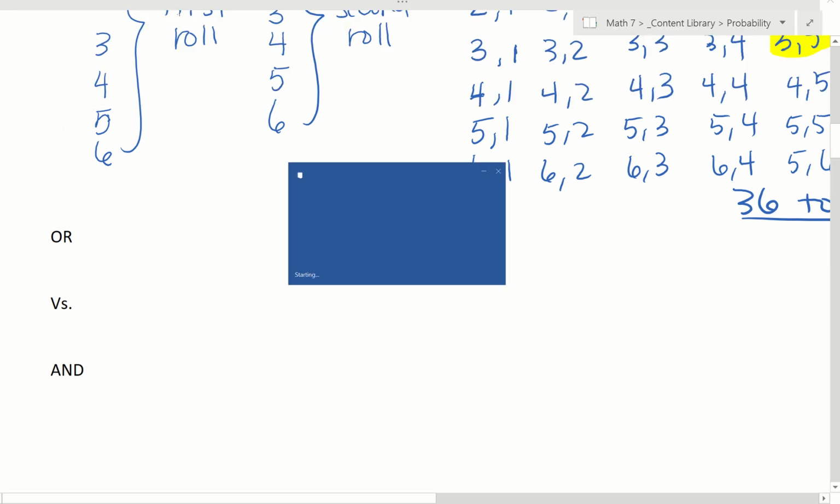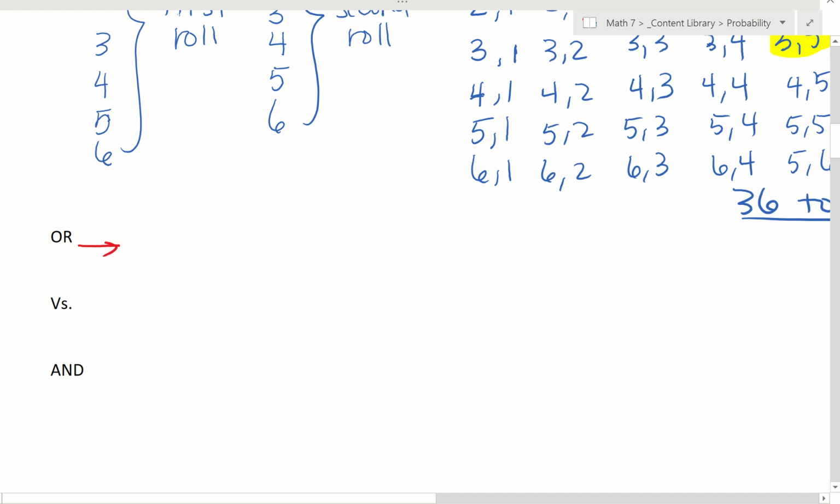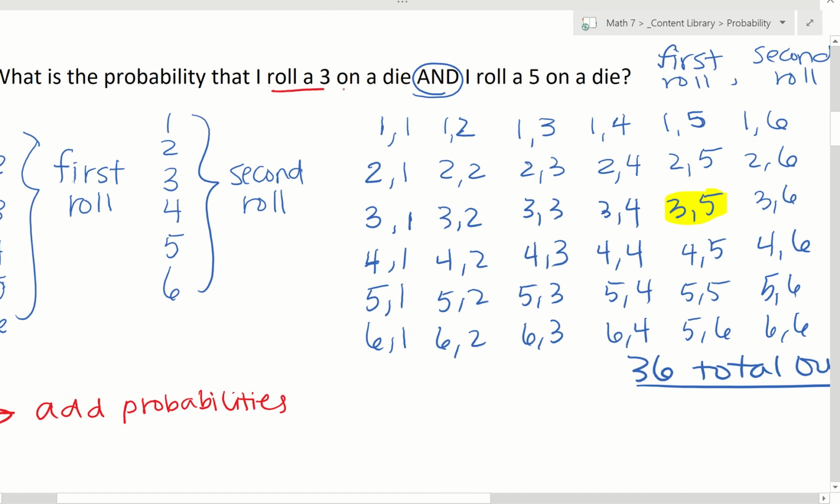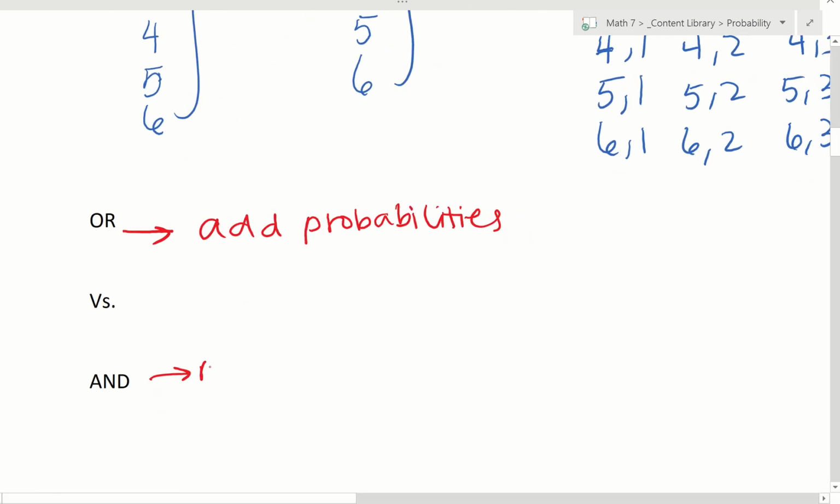So I'm going to add probabilities. Oops, I opened up Microsoft Word by accident, guys, sorry. For the word and, well, the probability of rolling a 3 was 1/6, and the probability of rolling a 5 was 1/6 on a regular die without combining them. And to get to 1/36, that meant that I had to multiply the probabilities.